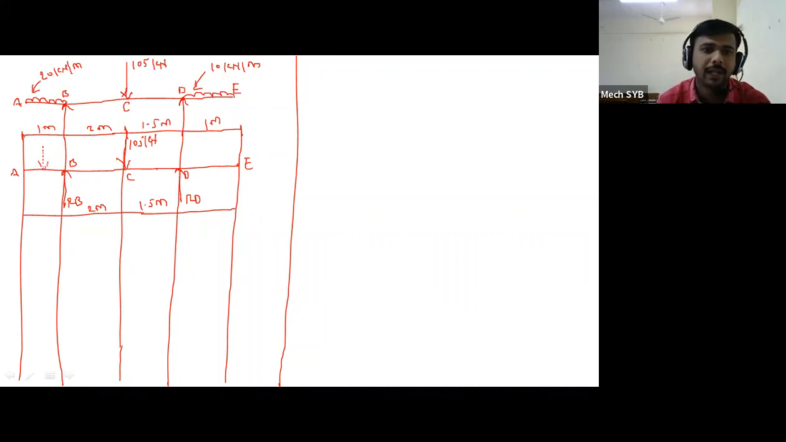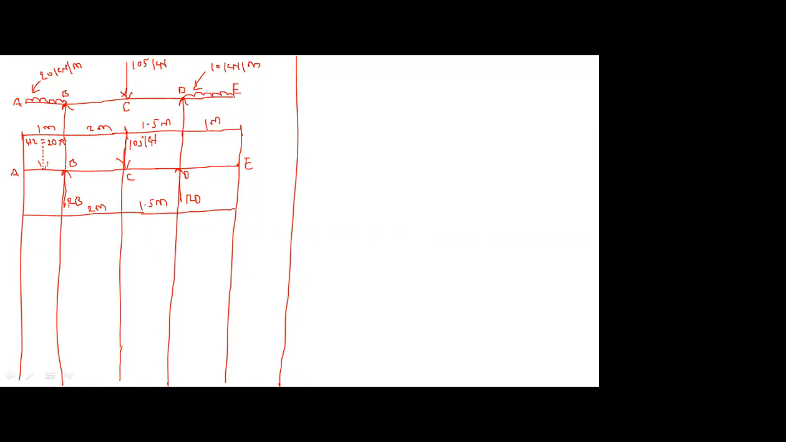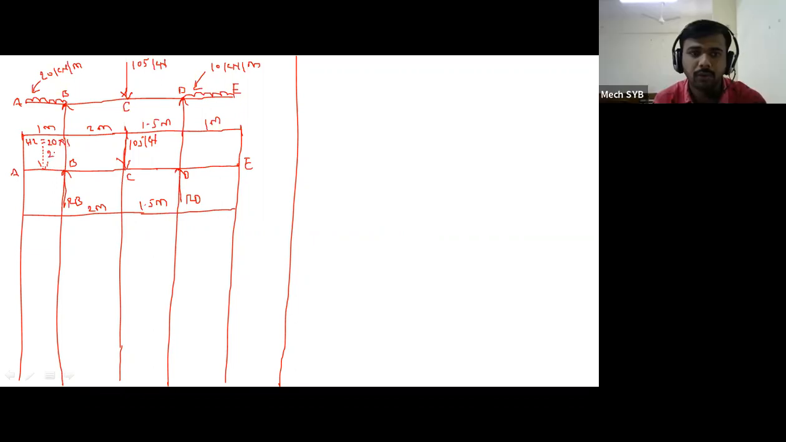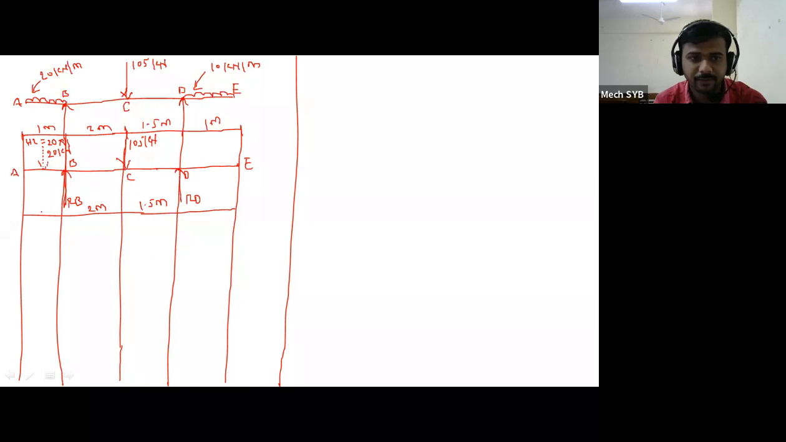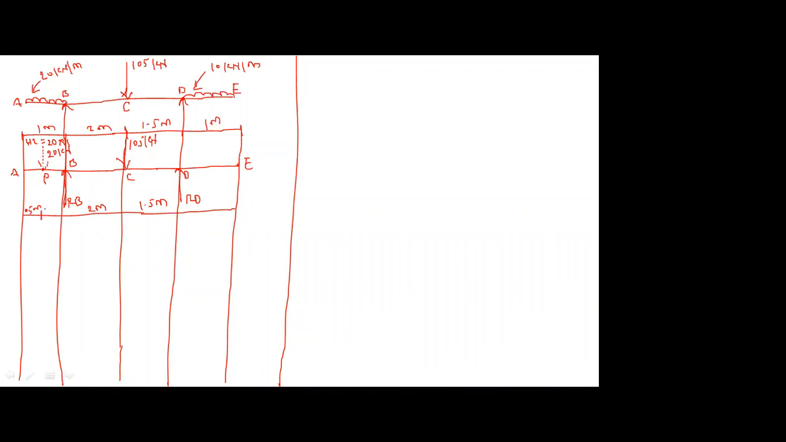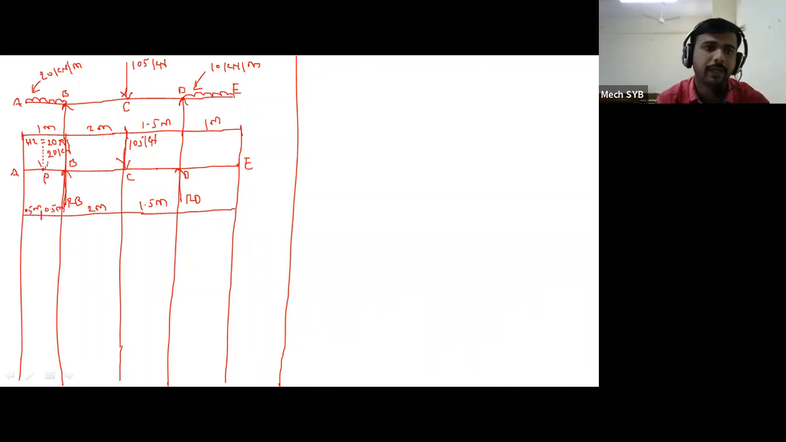This is the dotted line. So we have the formula W into L. What is the value of W? 20 into 1. So what is the point load value? 20 kilonewton. Then it acts at the center of the AB. That means L by 2. Suppose this is point P. So what is the AP distance? 0.5 meter and 0.5 meter.